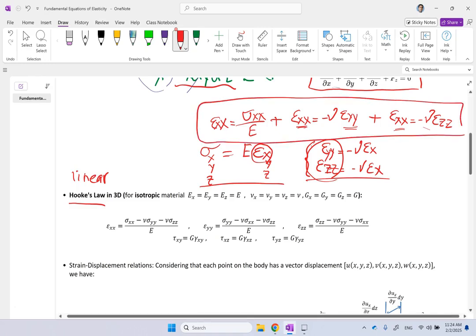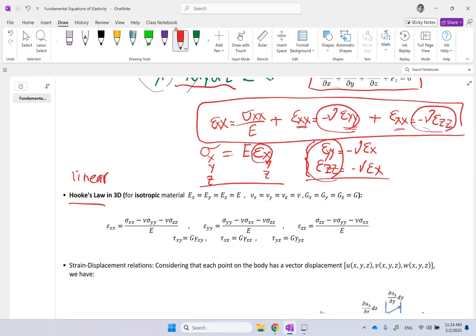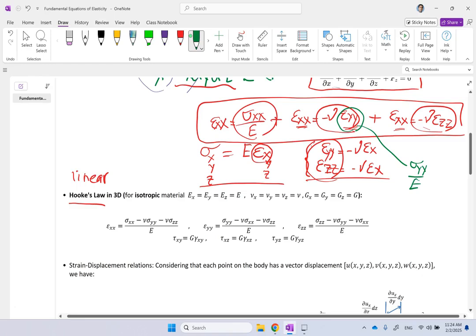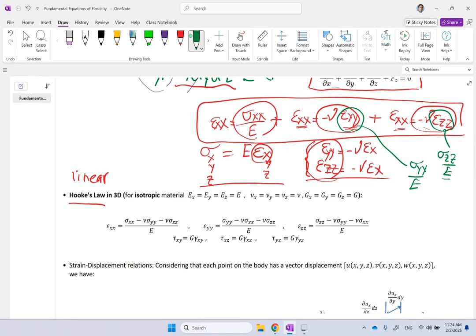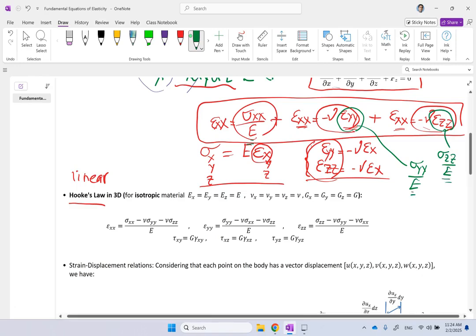Because there is axial loading here in all three directions, I have to add these three terms together to get my total epsilon xx. Now the thing is, what is epsilon yy itself? This guy, how much is it? Well, similarly, you can write this as sigma yy over E, and this one as sigma zz over E. So if you do that and you factor out all these E's that are in the denominator, you are going to get this formula here.